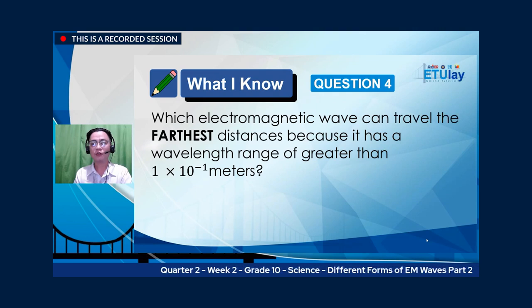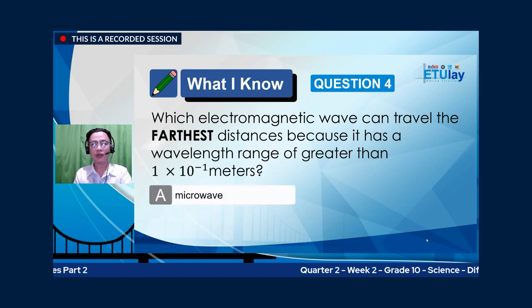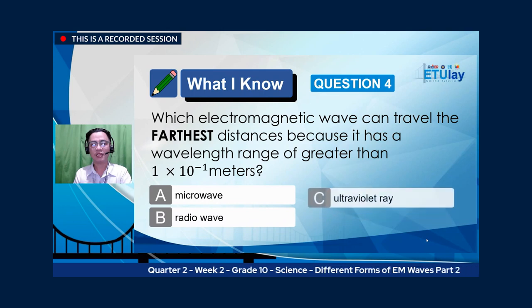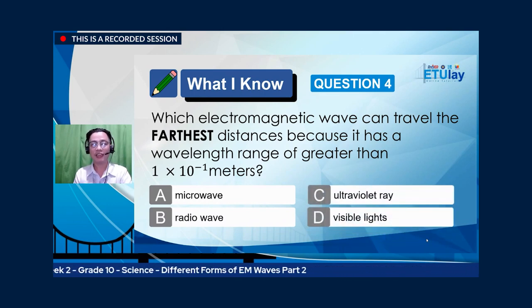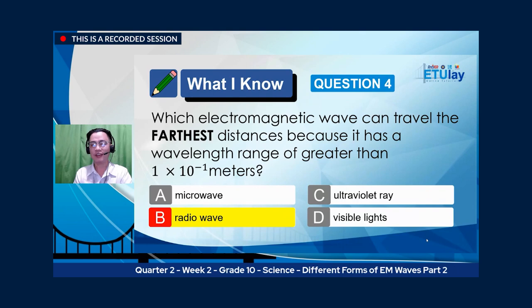Let's proceed to question number 4. Which electromagnetic wave can travel the farthest distances because it has a wavelength range of greater than 1 times 10 to the negative 1 meters? A. Microwave. B. Radio wave. C. Ultraviolet ray. Or D. Visible light. Let me count. 5, 4, 3, 2, and 1. Kung ang sagot mo ay radio wave, ikaw ay mahusay.